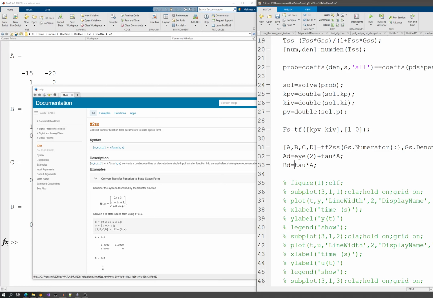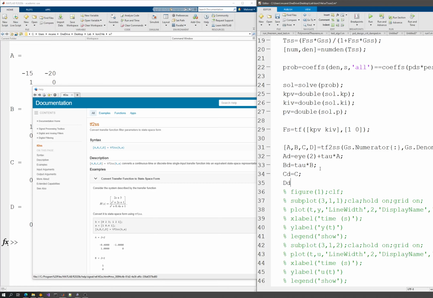I don't remember if I explained it in my notes. Hopefully I did. If I did, I will show it to you right now. Now, let's go on. Now the C discrete is C and D discrete is D.